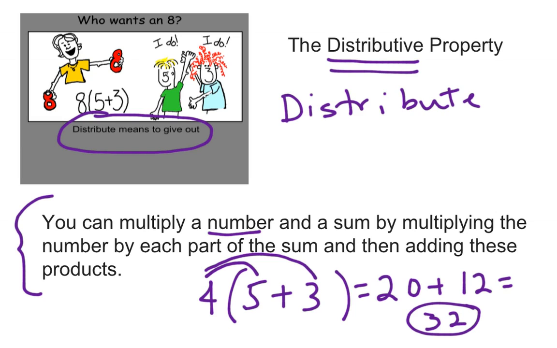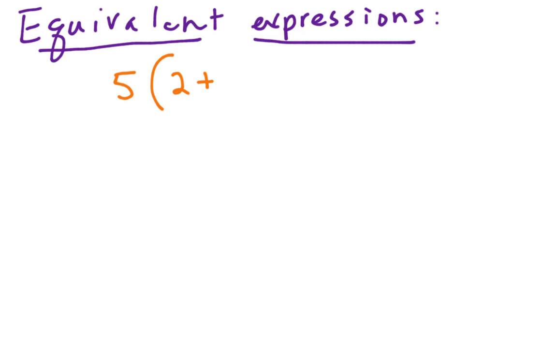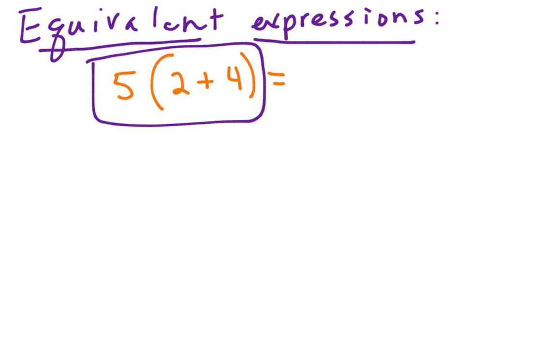So let's look at some examples. Actually, before we look at more examples, I want to give you one more definition. I want you to write in your key information the definition of an equivalent expression. An equivalent expression happens when you rewrite an expression. So if I have a distributive property situation, I'm going to rewrite this expression. This is an expression with multiplication and addition. I'm going to rewrite it using the distributive property.